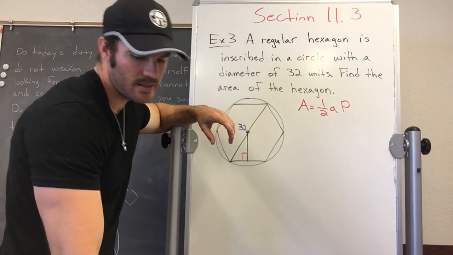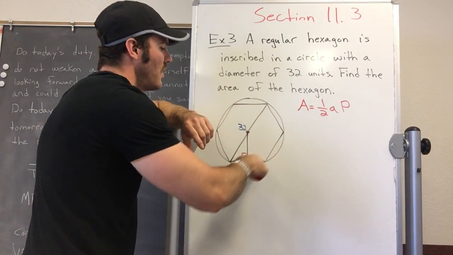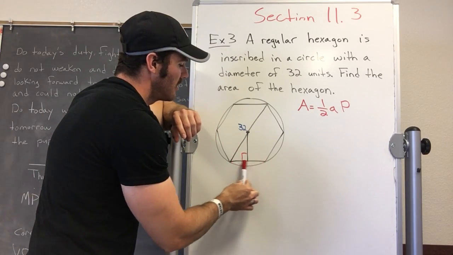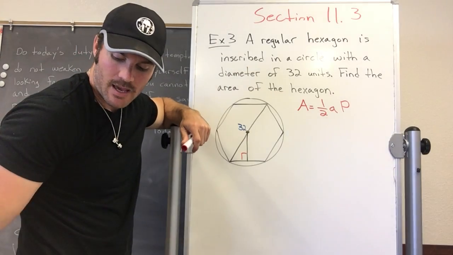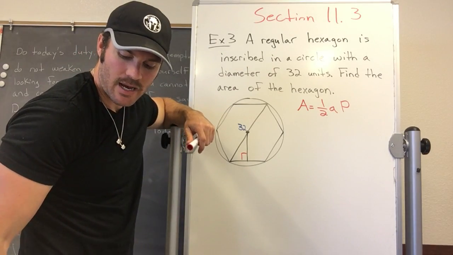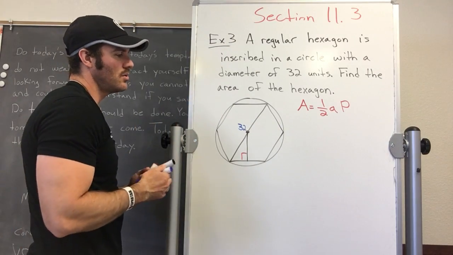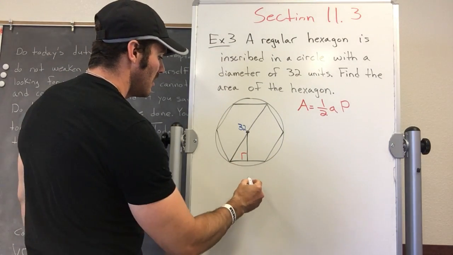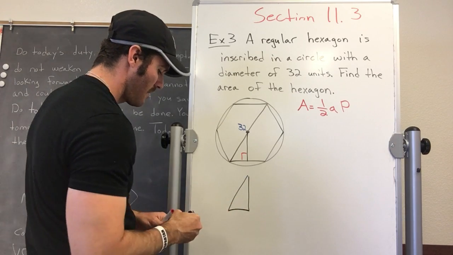Now remember, P is NS, which is number of triangles times the base, which is labeled S in this case, and A is the height in this case. So what I'm going to do is pull this triangle out so you can see a little bit better what we're dealing with.